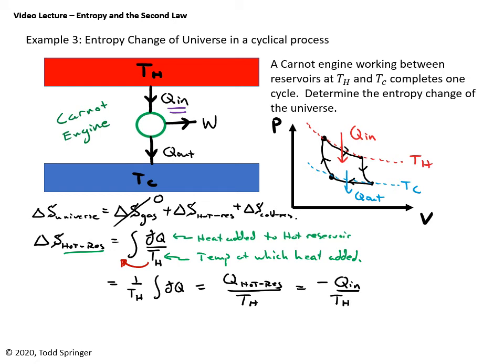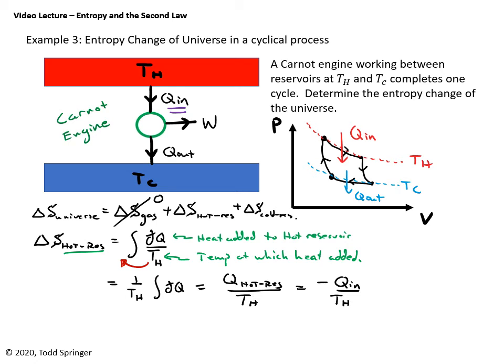So Qin is a positive number. That's the amount of heat that's being added to the gas. By conservation of energy, that's the amount of heat coming out of the hot reservoir. So the heat coming out of the hot reservoir is minus Qin. Qin is a positive number. That minus sign tells me that heat's coming out of the hot reservoir.